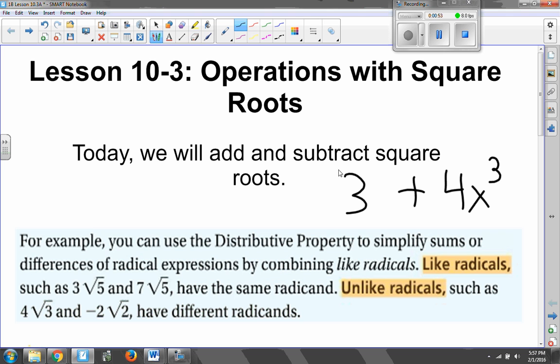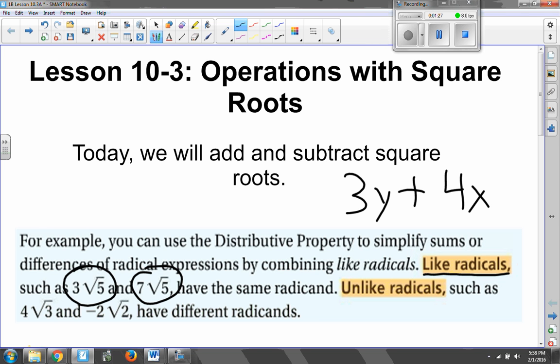In a similar fashion, 3y and 4x are not like terms because their variables are different. You cannot add those together. When we deal with square roots, we have exactly the same idea. We have what are called like radicals. Like radicals means they have the same number under the square root. In this case, 3 square roots of 5 and 7 square roots of 5.